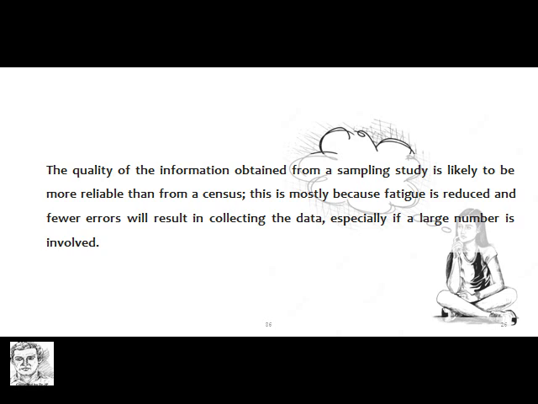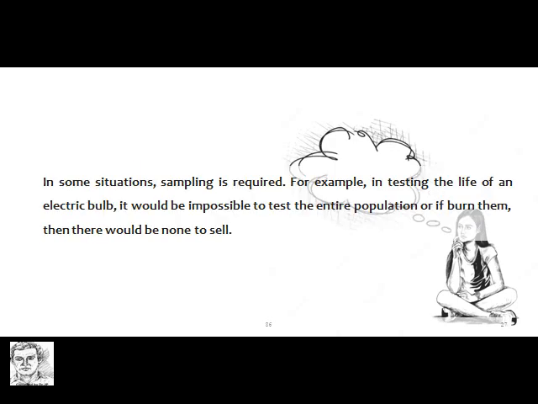This is mostly because fatigue is reduced and fewer errors will result in collecting the data, especially if a large number is involved. In some situations, sampling is required. For example, in testing the life of an electric bulb, it would be impossible to test the entire population, or if you burned them, then there would be none to sell.